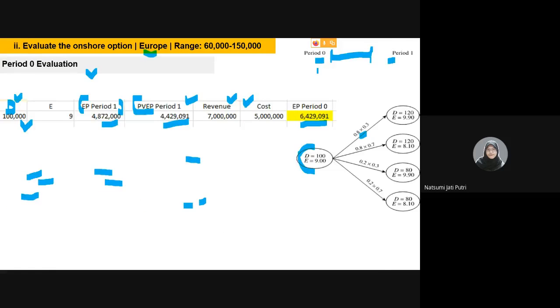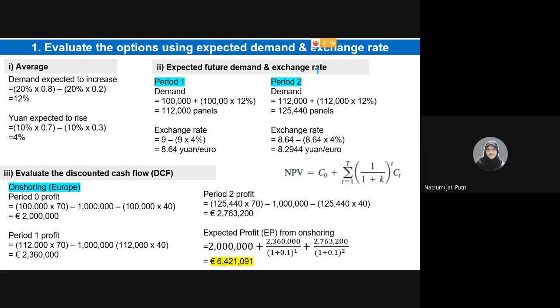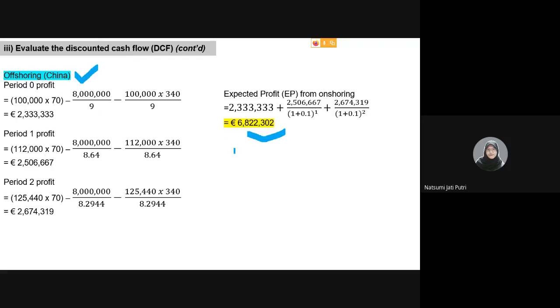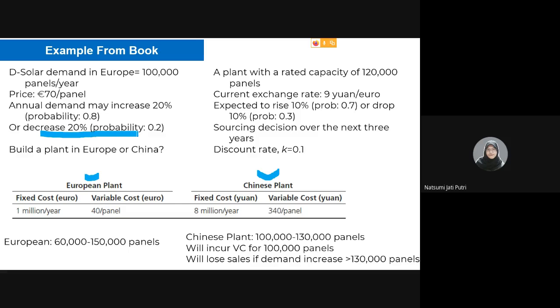Iya, sebenarnya emang bisa dihitung pakai discounted cash flow untuk problem ini, tapi sebaiknya jangan. Soalnya kalau pakai discounted cash flow, kita belum memperhitungkan probability dia naik atau turunnya. Jadi kayaknya bakal kurang tepat. Kalau pakai discounted cash flow, hasilnya kita bakal pilih Cina. Tapi kalau pakai decision tree tadi kita pakai yang Eropa, jadi hasilnya beda. Kalau ada probability dia bakal naik, bakal turun, sebaiknya pakai decision tree.